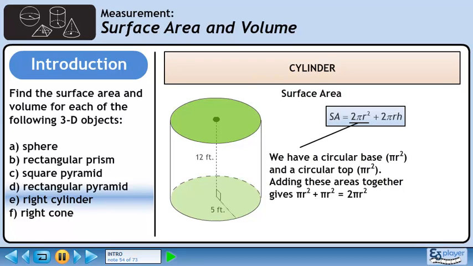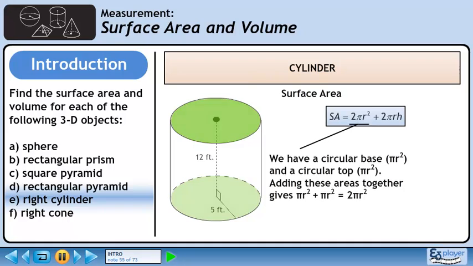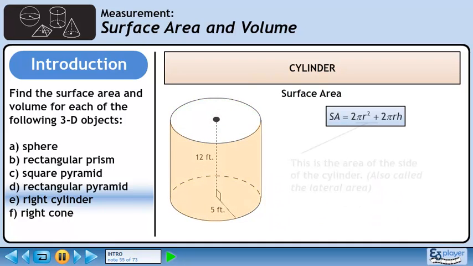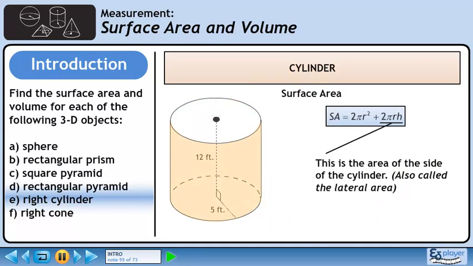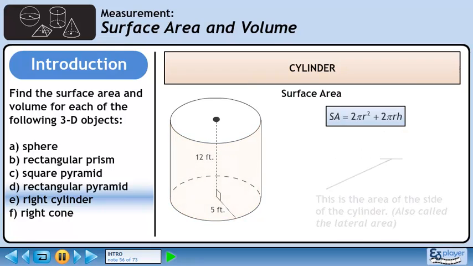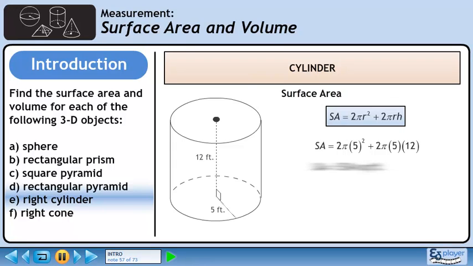Adding these areas together gives pi r squared plus pi r squared equals 2 pi r squared. This is the area of the side of the cylinder. It is also called the lateral area. Plug the values from the cylinder into the formula. The surface area of the cylinder is approximately 534 square feet.